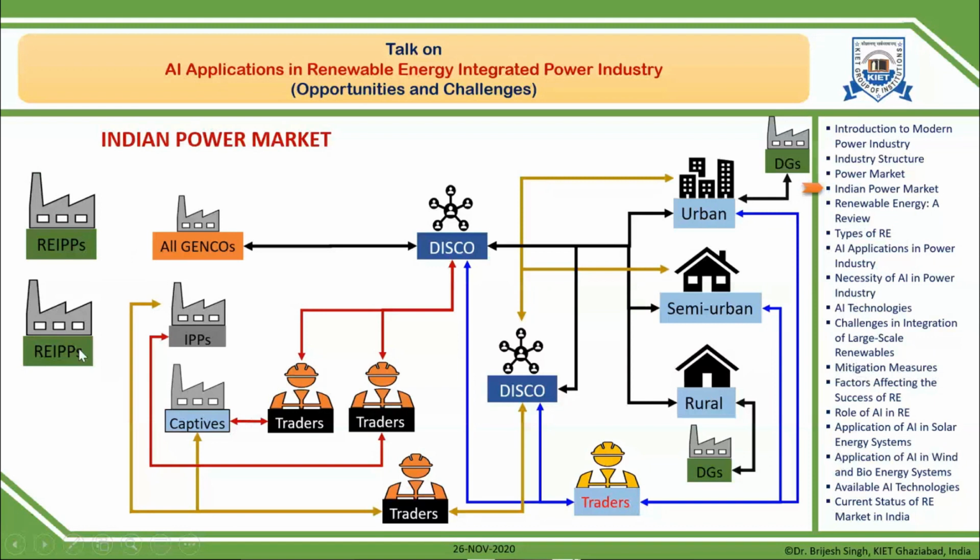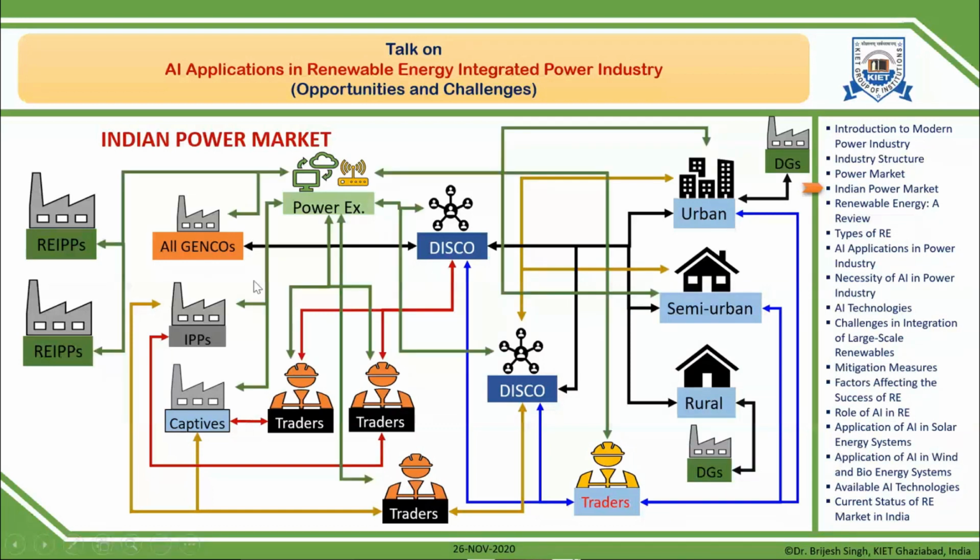Similarly, large scale renewables come into the picture, known as REIPP, renewable energy independent power producers, and they also make contracts in the system. They also make contracts with all the consumers through power exchanges. So now the entire Indian power market structure is a mixed kind of market, and because of that, a lot of opportunities are generated, but a number of challenges also come into the picture, and now it is required to provide a solution for those challenges.